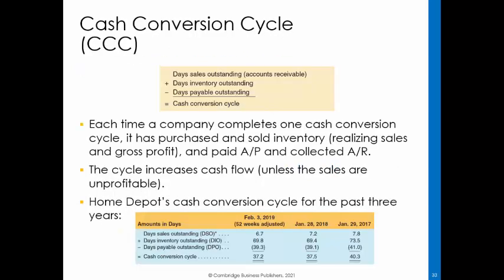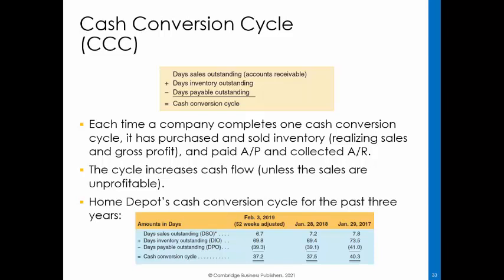The cash conversion cycle is equal to the days sales outstanding plus days inventory outstanding minus the days payable outstanding. Each time a company completes one cash conversion cycle, it has purchased and sold inventory and paid accounts payable and collected accounts receivable. The cycle increases cash flow unless the sales are unprofitable. The aim is to minimize the time to complete a cycle.